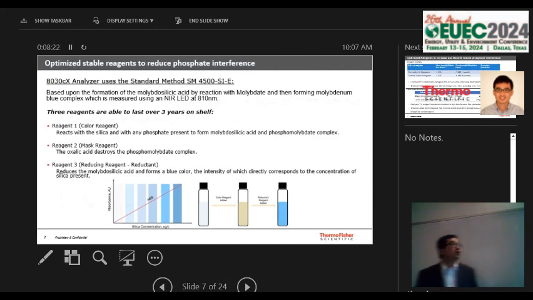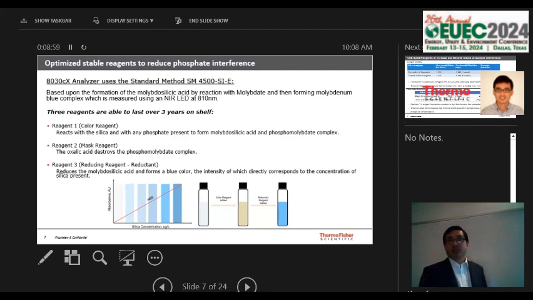So what we do here is optimize the reagent to be really stable. We follow the standard method, but we optimize the reagent in a way where it's stable and deals with the phosphate interference. The first reagent is a color reagent. It forms a molybdosilicic acid complex with the silica. It also forms a phosphomolybdate complex. Both of them show as a yellow color here.